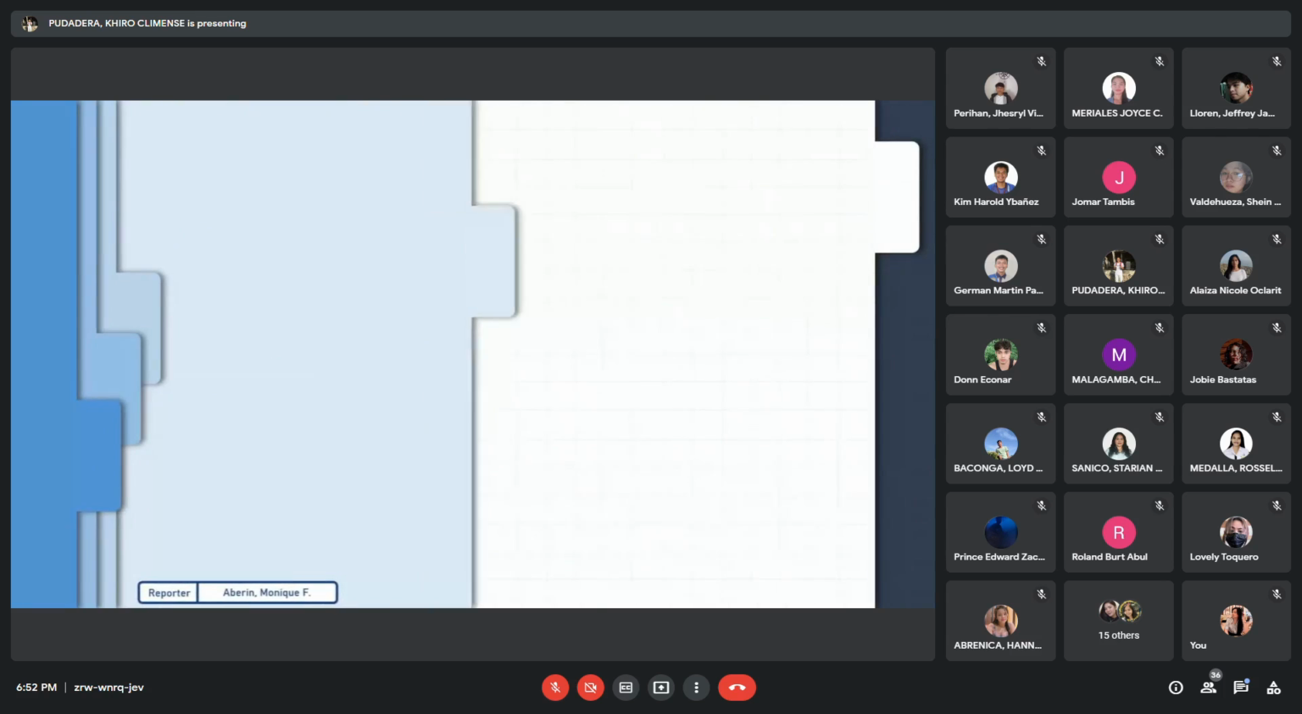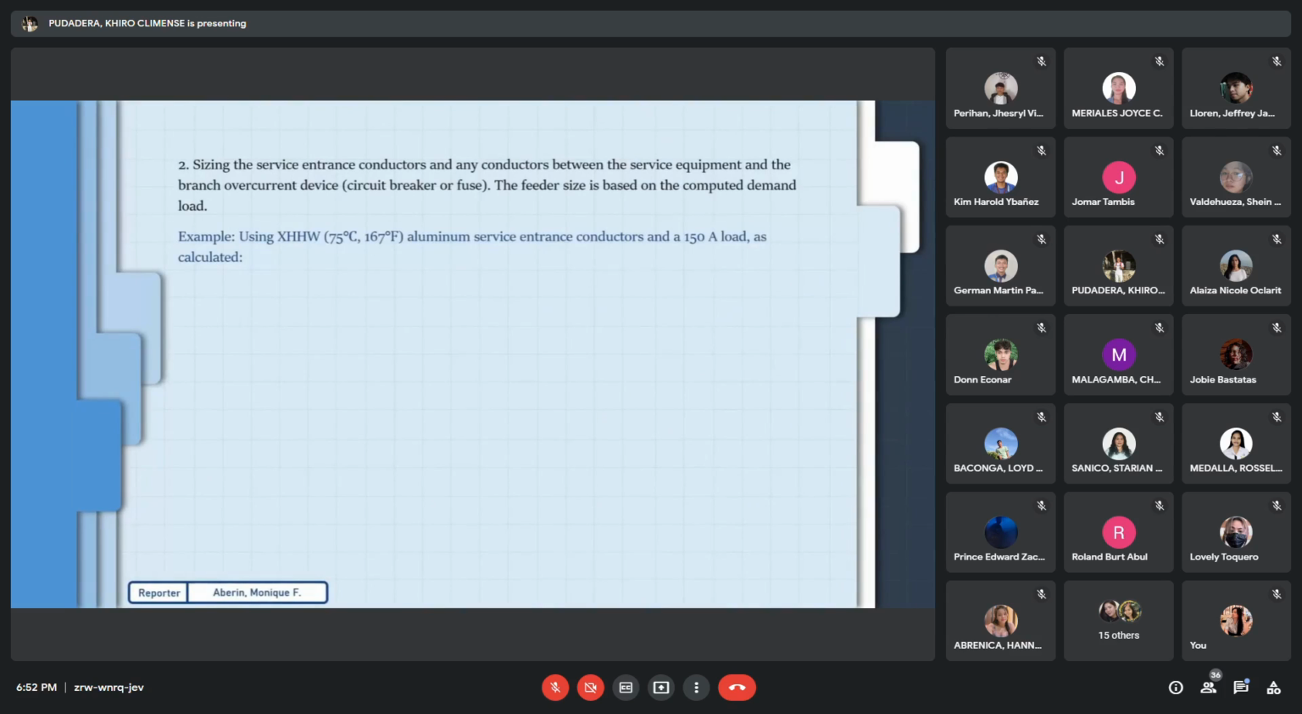Number 2. Sizing the service entrance conductors and any conductors between the service equipment and the branch overcurrent device, circuit breaker, or fuse. The feeder size is based on the computed demand load. Example, using XHHW 75 degrees Celsius, 167 degrees Fahrenheit aluminum service entrance conductors and the 150A load as calculated: 150A feeder demand load, 3/0 AWG XHHW aluminum.